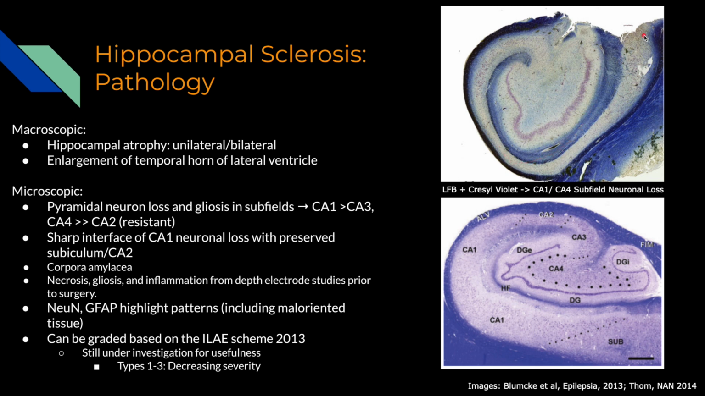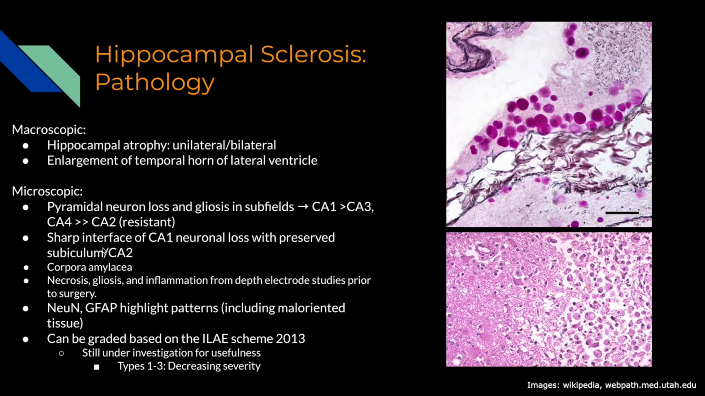So because it's not part of this excitatory glutamate-rich pathway that can cause excitotoxicity, these are thought to be relatively resistant to this process. So you will see that there's a sharp interface between CA1 and CA2 and the subiculum on the other side because of this.